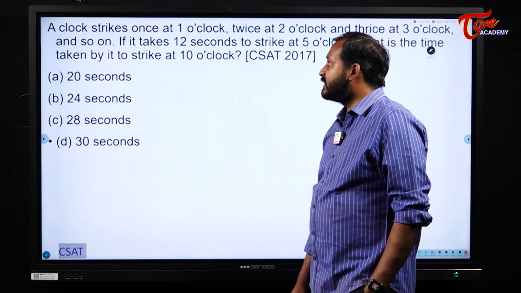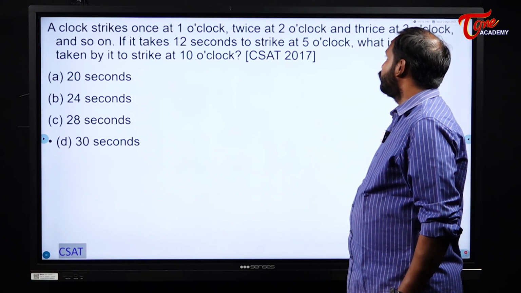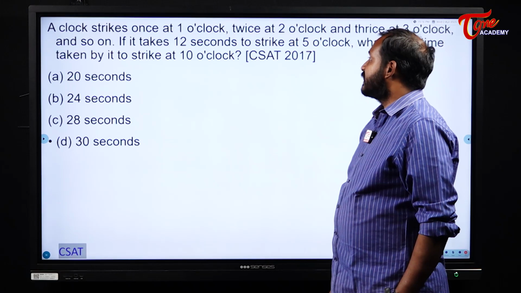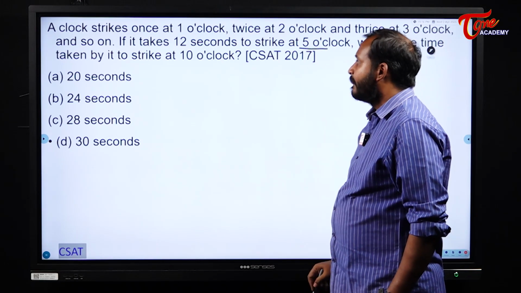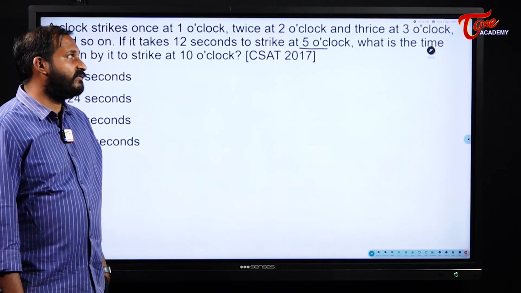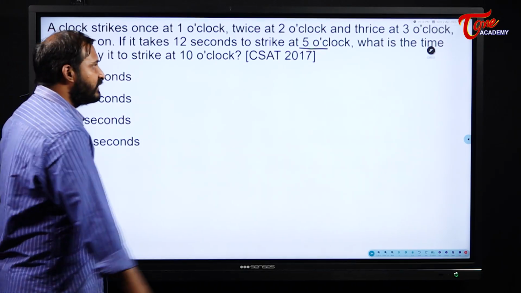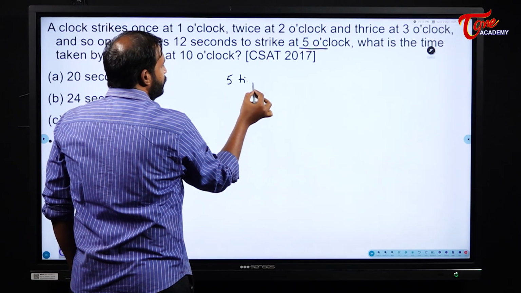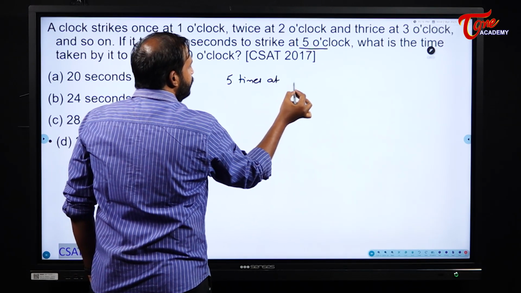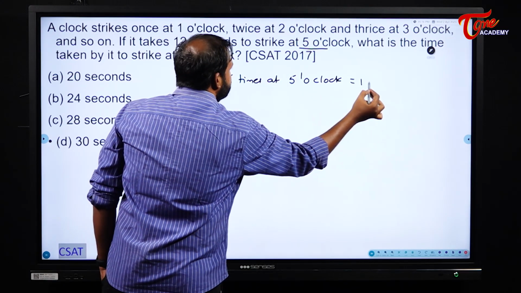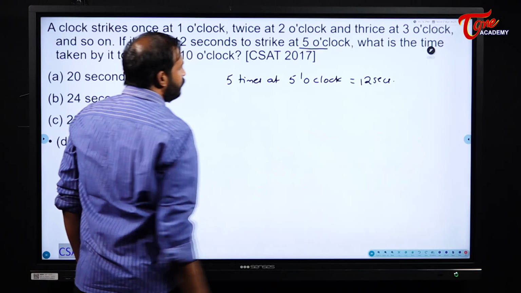A clock strikes once at 1 o'clock, twice at 2 o'clock and thrice at 3 o'clock and so on. If it takes 12 seconds to strike at 5 o'clock, see here, in this manner, at 5 o'clock it will strike how many times? It will strike 5 times at 5 o'clock, and it is taking what time? It is taking 12 seconds of time.